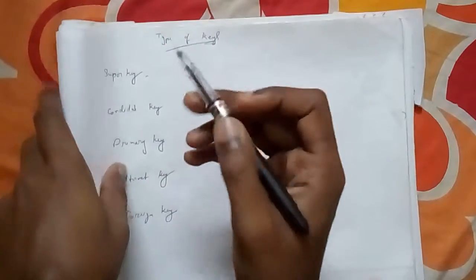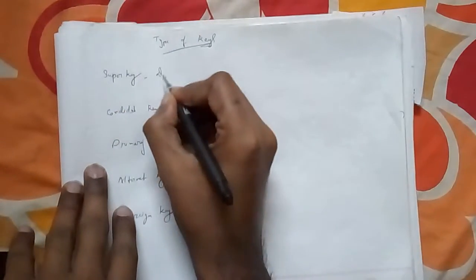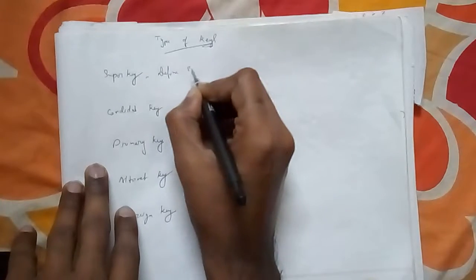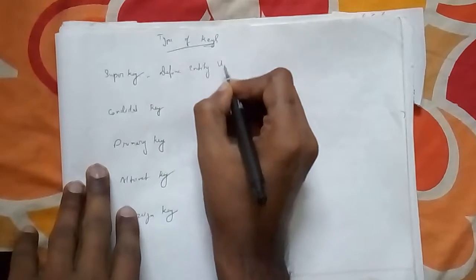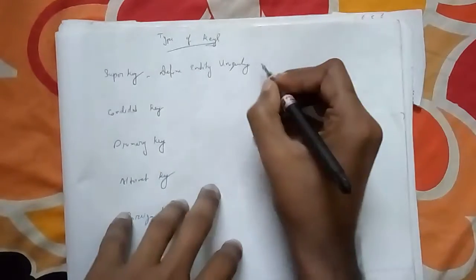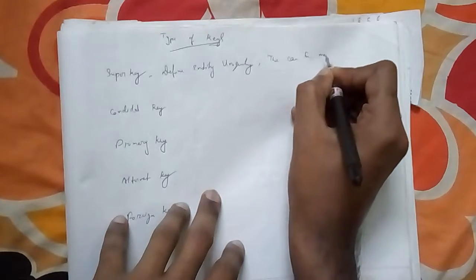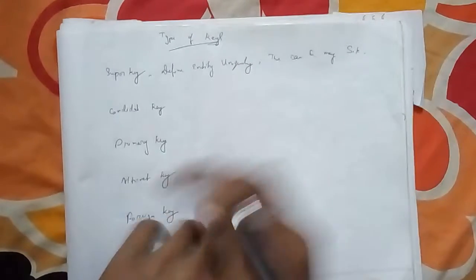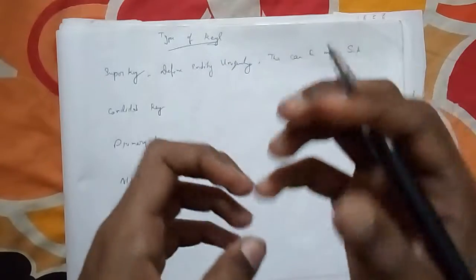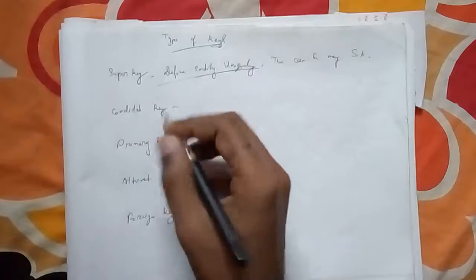What is a super key? A super key is an attribute or a set of attributes that can define an entity uniquely. That is, define an entity uniquely. Okay, there can be many super keys. So the set of attributes which defines an entity uniquely is known as a super key. There can be many super keys. So this is a super key.